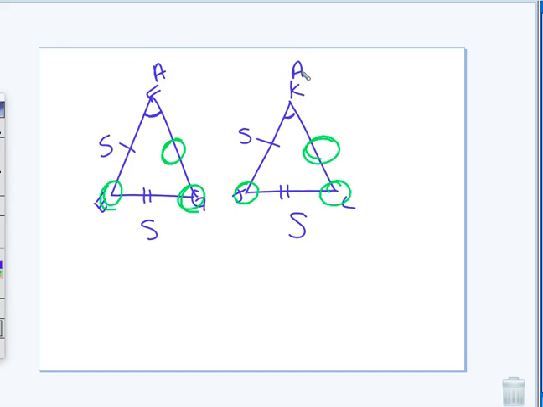Now when you read these, your angle has to be between or included between the two sides. What I have is a side, then an angle, or an angle, then a side, then a side. That's not one of the theorems.